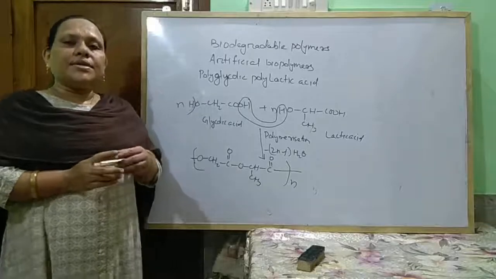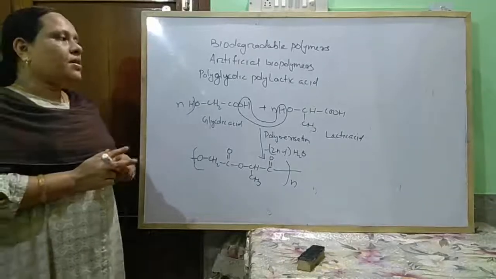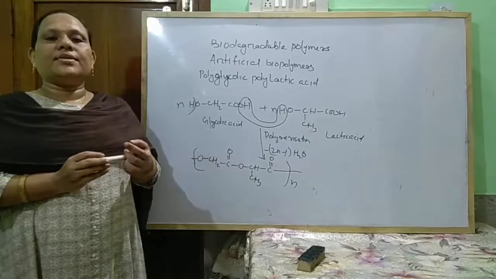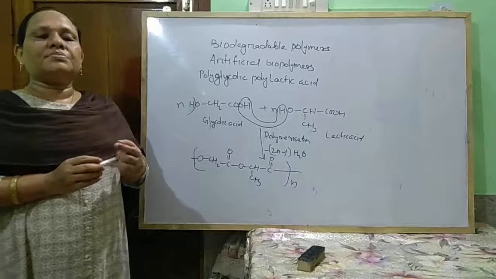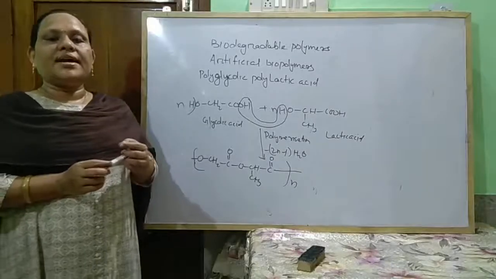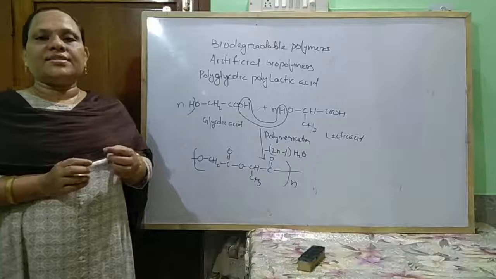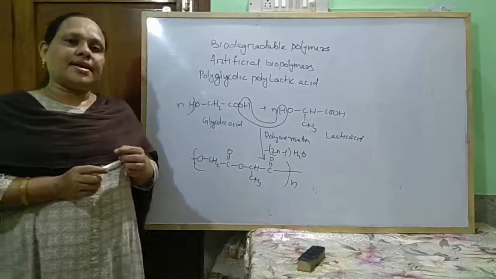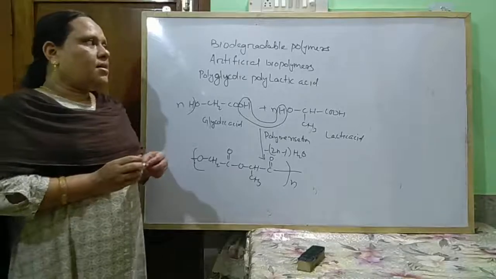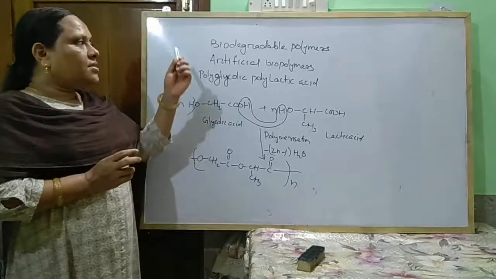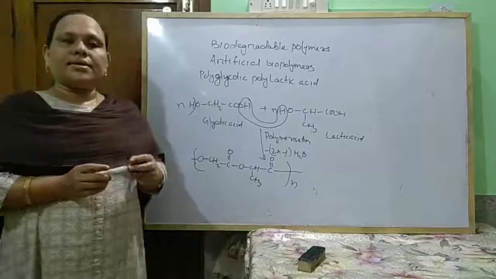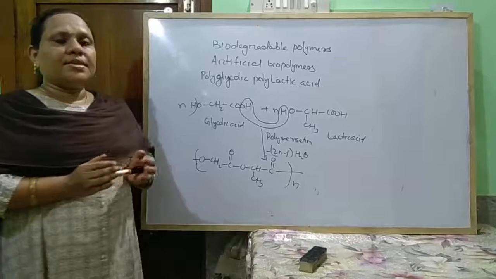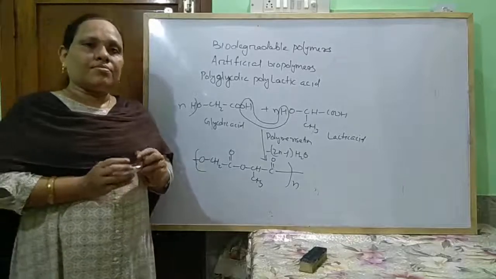So these biodegradable polymers have several uses. They are used as stabilizers, thickeners, binders, dispersants, lubricants, adhesives and drug delivery agents. They are also used in cosmetics and textiles. So these are some examples of biodegradable polymers, and here it completes the polymers chapter.